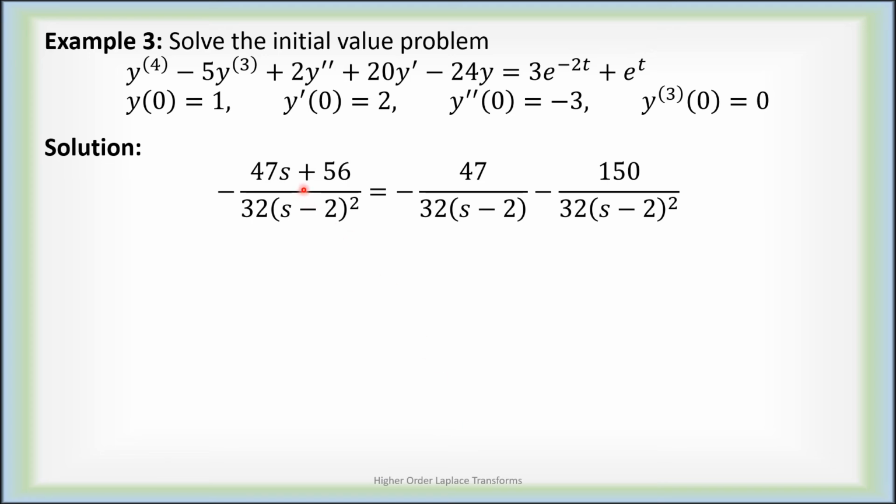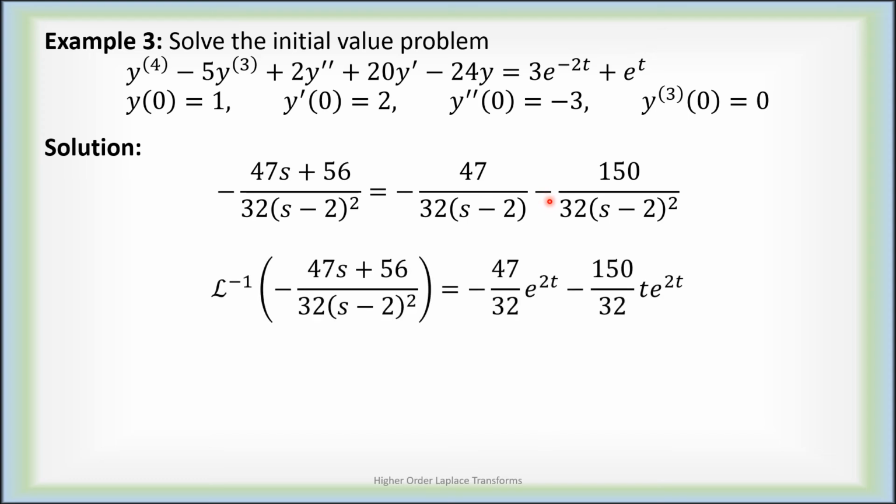So we've now taken the first term and written it in a slightly simpler way, because now I can take an inverse Laplace transform quite directly. An inverse Laplace transform of what I started with, well, this term here, factor out the minus 47 over 32, and what's left behind is just 1 over s minus 2. Inverse Laplace transform, e to the 2t. Here, once you factor out the minus 150 over 32, what's left is 1 over s minus 2 squared. Inverse Laplace transform of that is t e to the 2t. So we've taken an inverse Laplace transform of the first term produced in our partial fraction decomposition.